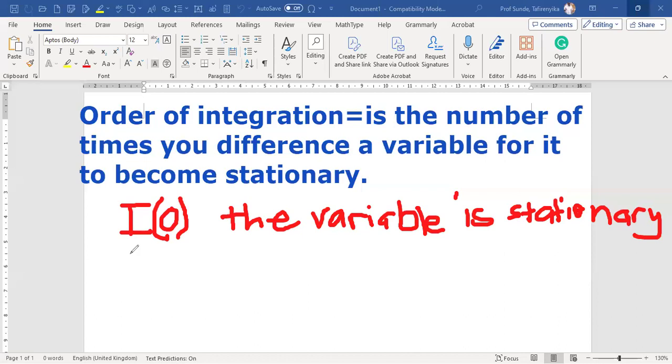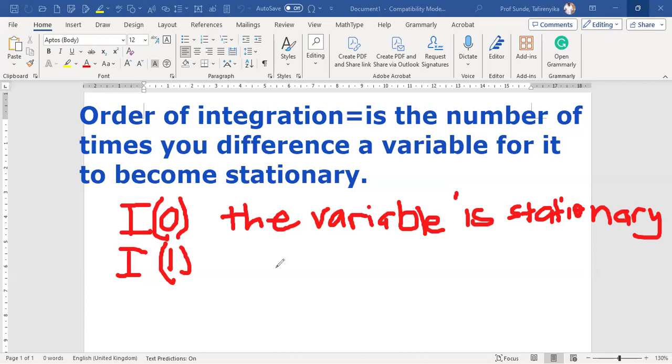Then if a variable needs to be differenced once to become stationary, we say it is integrated of order one. And this is how you write that. In this case, the variable needs to be differenced once to become stationary. You have to difference it once for it to have a constant mean, a constant variance, and a constant covariance.